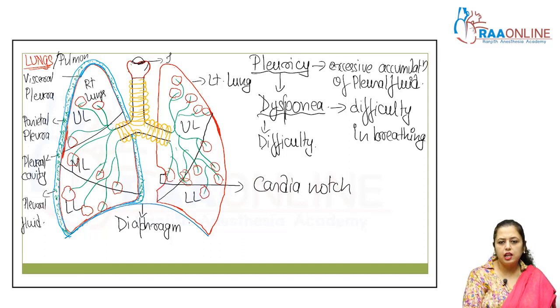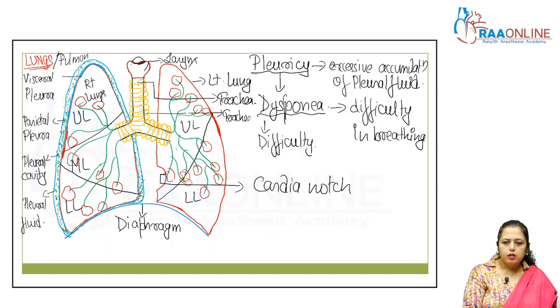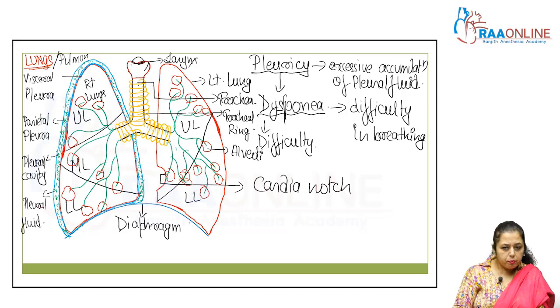This is the larynx, right? Trachea, tracheal rings, right? Alveoli. The space between these two lungs, this space is known as the mediastinal space, right? It is called the mediastinal space.